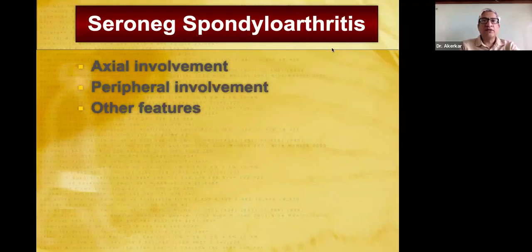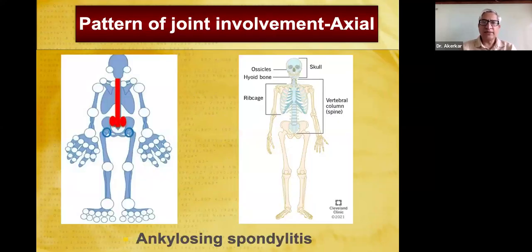Now, how will this group manifest? I'm sure you must have seen quite a lot of patients with rheumatoid, possibly fewer patients of seronegative spondyloarthritis as compared to rheumatoid. So, how do we diagnose? What do these patients present to us with? One, they can present with axial involvement. Second, peripheral involvement. Axial involvement would mean involvement of the joints of the axial skeleton. Peripheral involvement would mean joints of the peripheral skeleton. And thirdly, other features. We'll have a look at each one in detail.